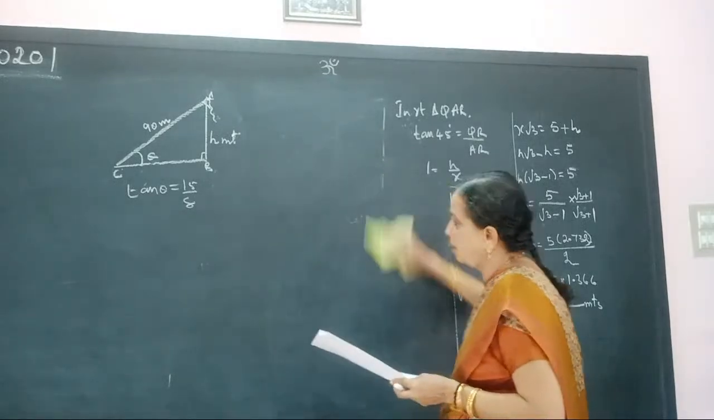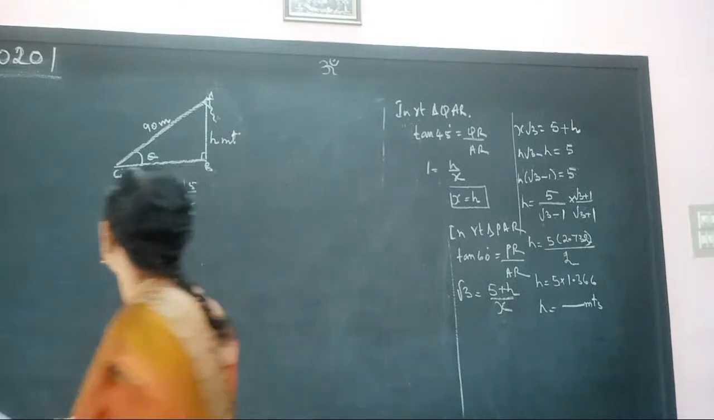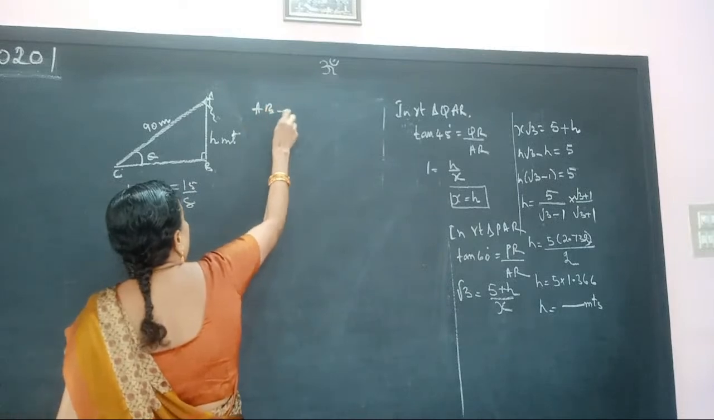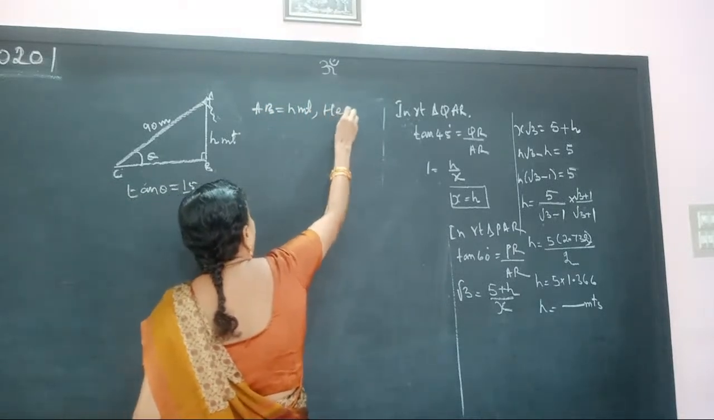Now write the description of the figure. What is the first sentence? Description. AB equals h meter, height of a kite.